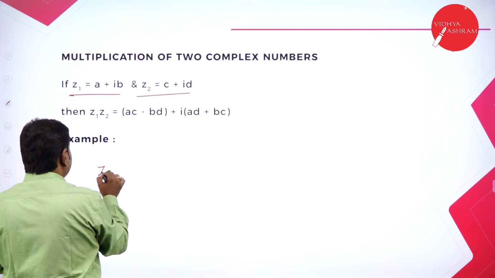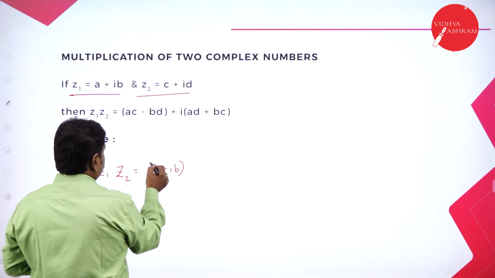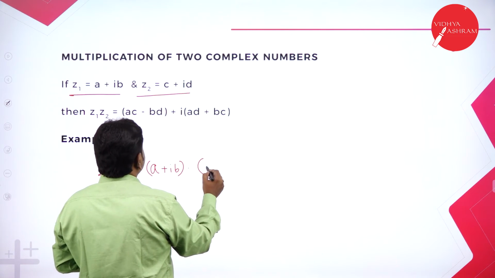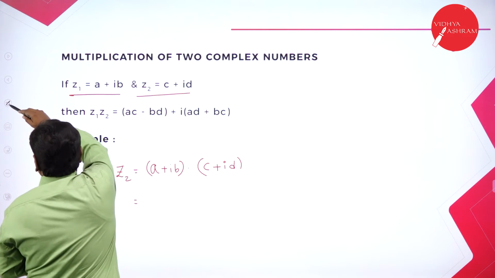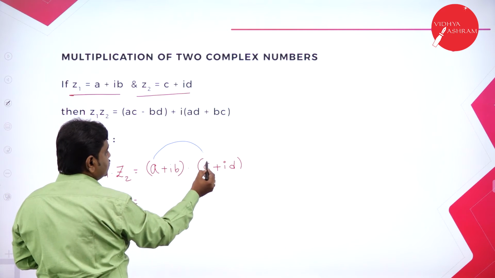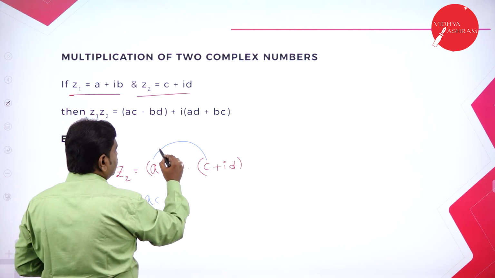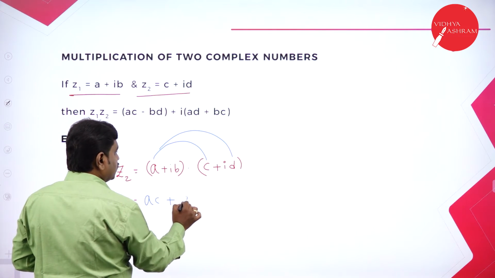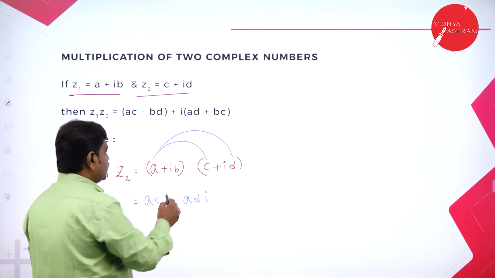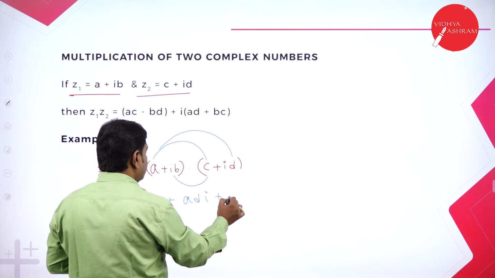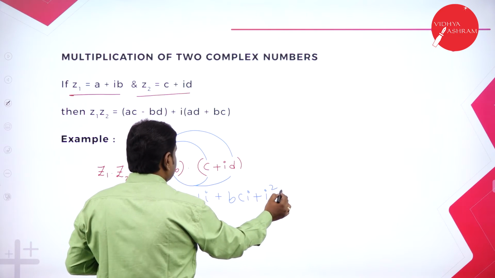I will multiply z1 into z2 and we'll see what is the answer. That is, I will multiply a plus ib into c plus id. Term wise we'll multiply. All of you know, if I multiply term wise, a with c is ac. Then I should multiply a with id, so plus ad into i. Then I'll multiply bc, plus bc into i, then plus i square bd.